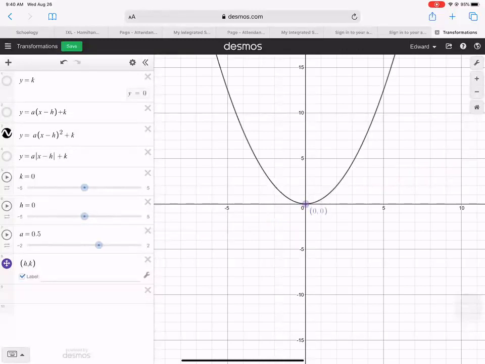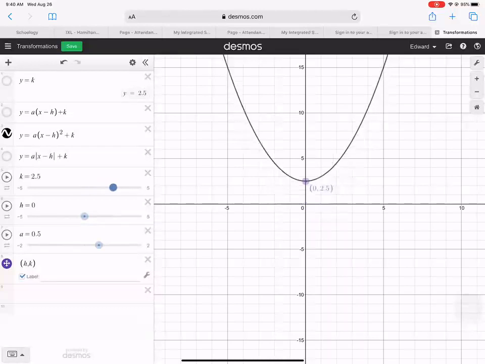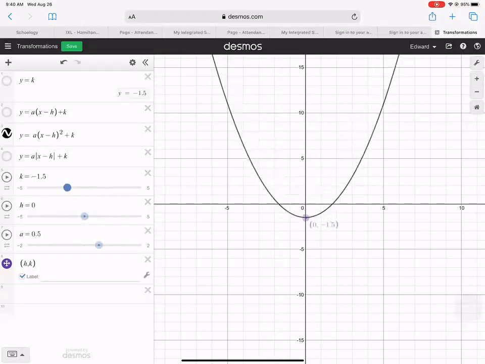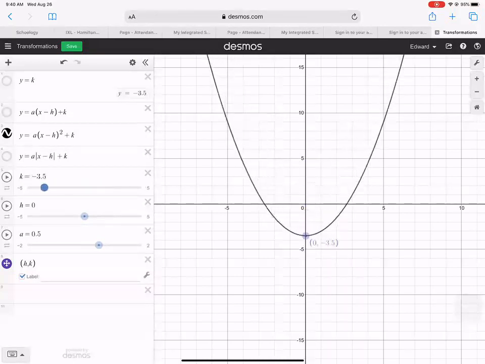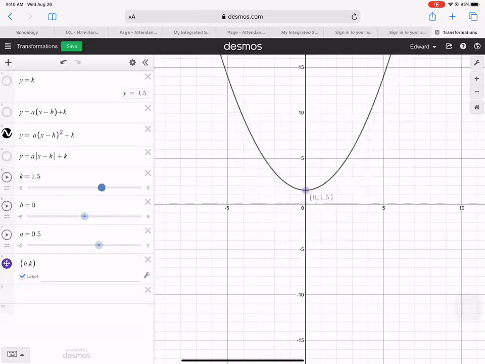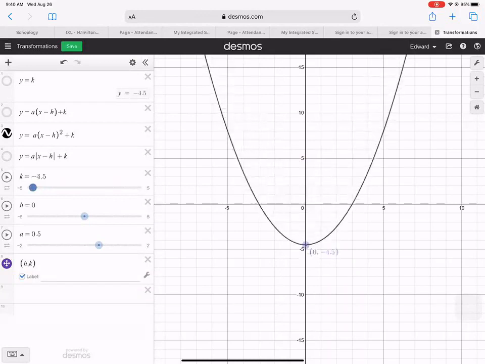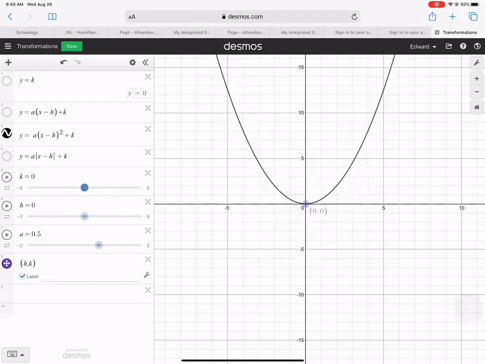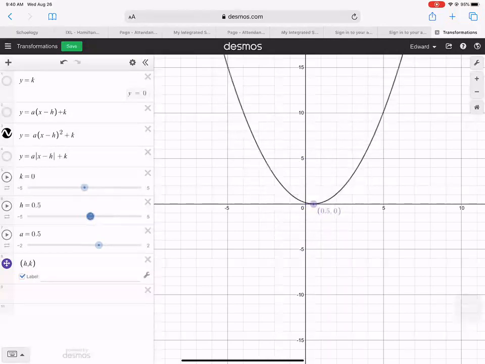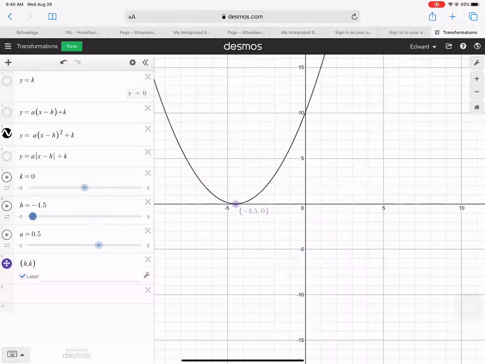And again, I'm going to provide you this link. Now, if I shift the k value, it just moves it up and down. It doesn't affect anything else about the graph. It doesn't change how the graph is curved. It doesn't move it left and right. It just moves it up and down. I'm just changing the k value. It only moves it up and down. That's all it does. Now, if I move h, that moves it left and right.